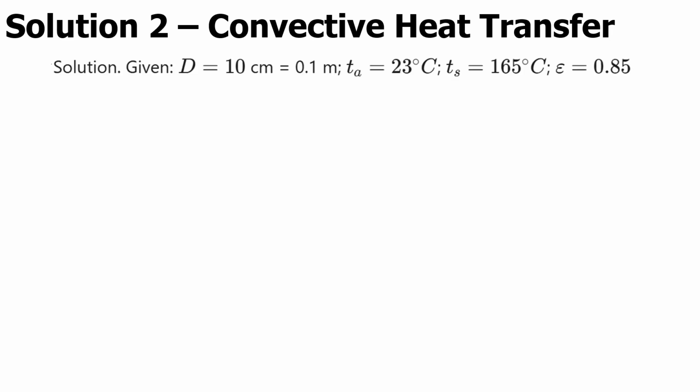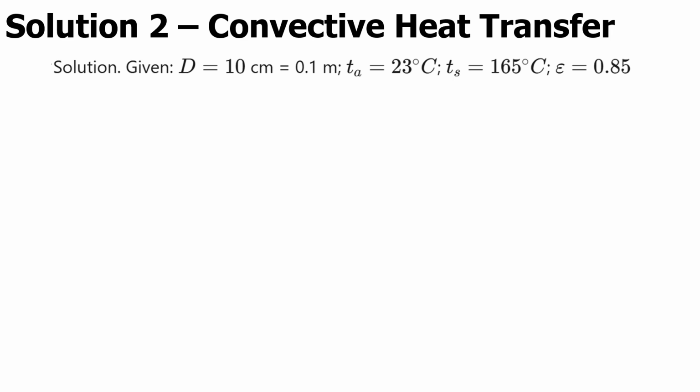Now let's begin with the solution by listing the given parameters. We have diameter d, 10 centimeters, which is 0.1 meters. The ambient temperature TA is 23 degrees Celsius. The pipe surface temperature TS is 165 degrees, and the emissivity epsilon of the pipe surface is 0.85.